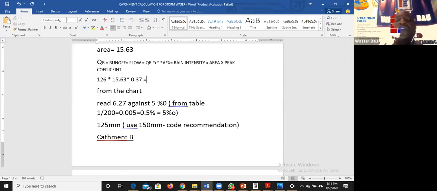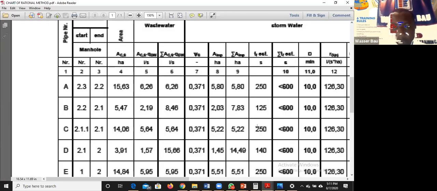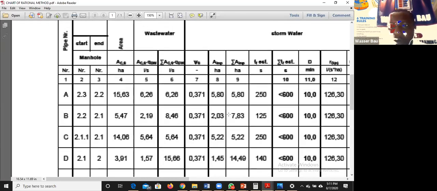Gentlemen, I want you to imagine this: somebody that has a small compound and somebody that has a big compound cannot have the same water coming out from the catchment. So it's an area function. If you multiply these two, you're going to get something like this. Look at this chart. You see the impervious area becomes 0.37 multiplied by 15 point something to give you this.